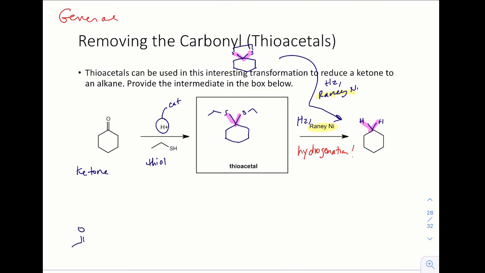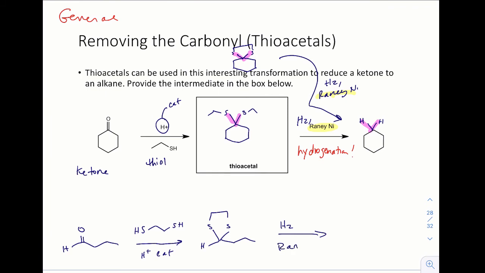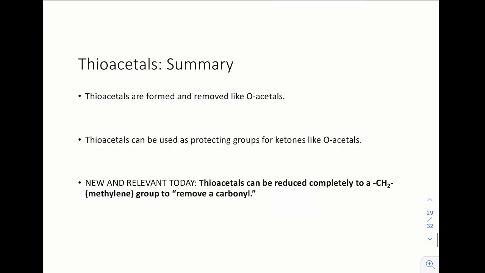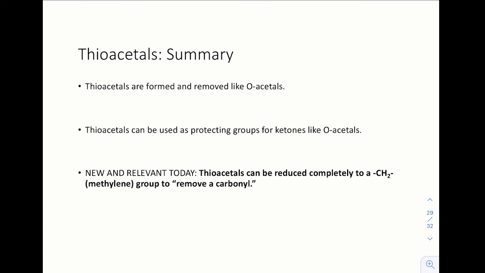So you can imagine, let's say we take this aldehyde. I don't know why we'd want to do this to this aldehyde, but okay, we're going to take that aldehyde. We're going to add the dithiol with an acid catalyst and generate now the cyclic thioacetal. Treat it with hydrogen gas in the presence of this Raney nickel catalyst. It's a special metal catalyst. You could think about it like palladium on carbon, but it's not, it's nickel. And what happens is those carbon-sulfur bonds are replaced by carbon-hydrogen bonds. All right, that's fun. So thioacetals are formed and removed like oxygen acetals.